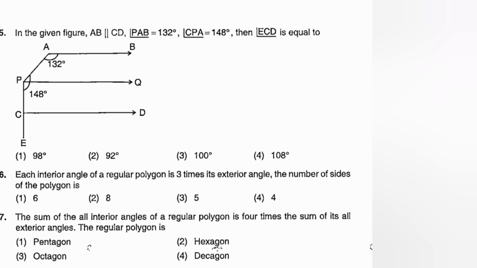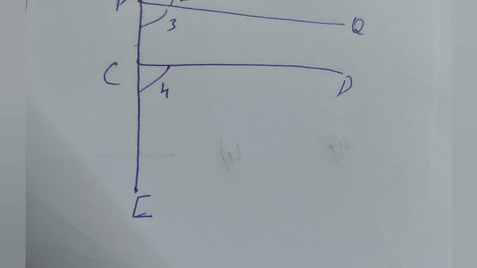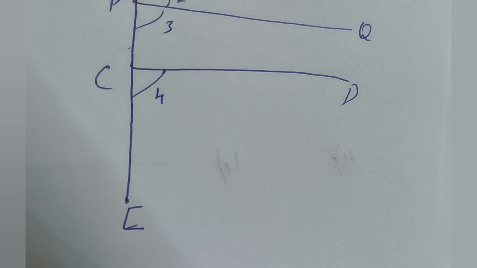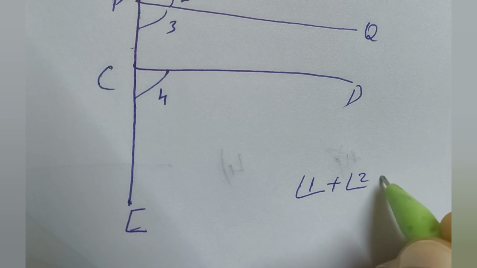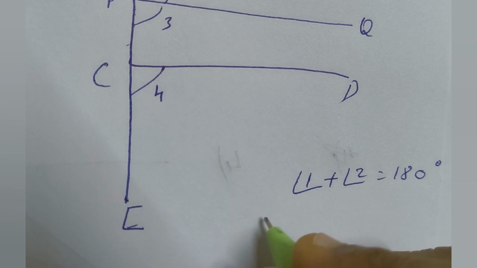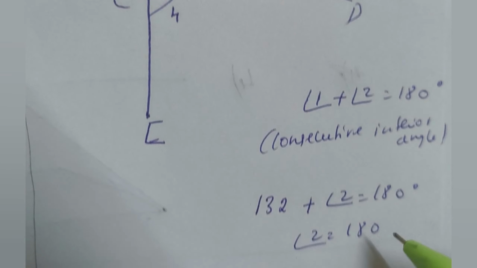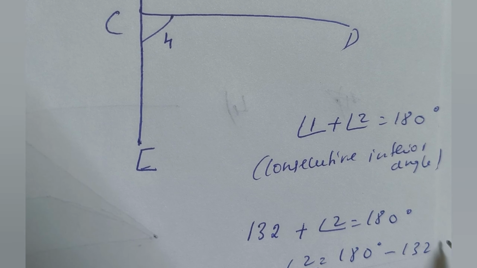we know that angle BAP and APQ are consecutive interior angles, and consecutive interior angles add up to 180 degrees. So we can get that angle as 180 minus 132 degrees, which gives 48 degrees. Since APQ is 48 degrees, we get CPQ as 100 degrees.